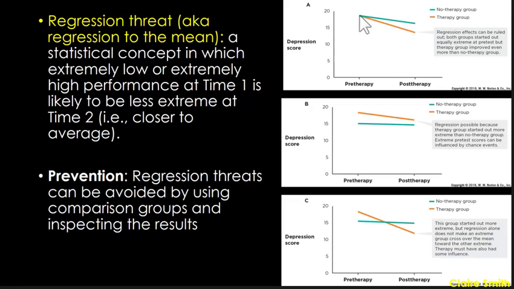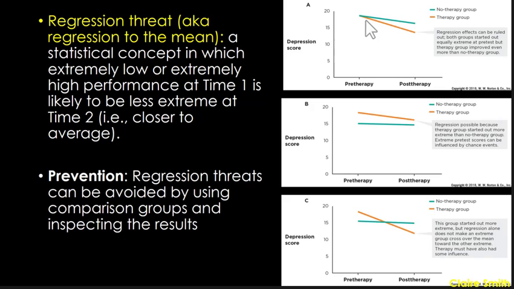So this first one, we could see the no therapy group. They both start around the same score for the pretest. So we don't know necessarily if that is an extremely high or low depression score, right? We don't know. But we can see after therapy, the therapy group has significantly lower depression than the no therapy group. So we can rule out regression effects, right?